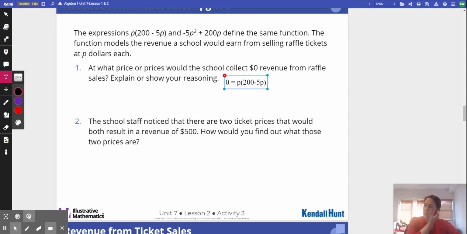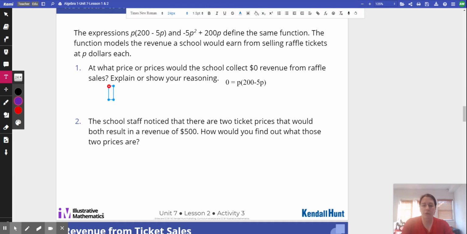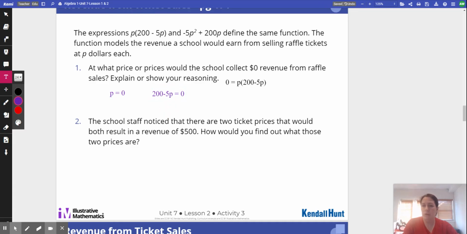All right, so we're solving this equation: 0 equals p times 200 minus 5p. I know that one of these factors has to be equal to 0. So p could equal 0, or 200 minus 5p could equal 0. If we're solving for p, one answer is already 0. The other answer I have to solve.